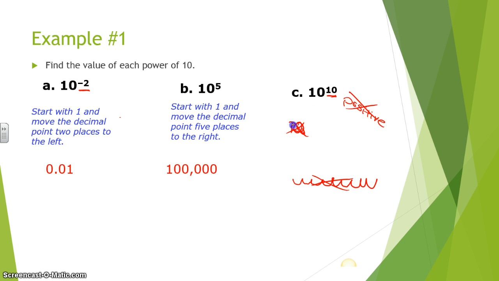The next one we have here is 10 to the 10th power. So we have our value 1. We put the decimal point after 1. Now it's again positive. I can keep that positive. So we're going to move the decimal 10 places to the right. 1, 2, 3, 4, 5, 6, 7, 8, 9, 10. Again, fill in the empty spaces with zeros.